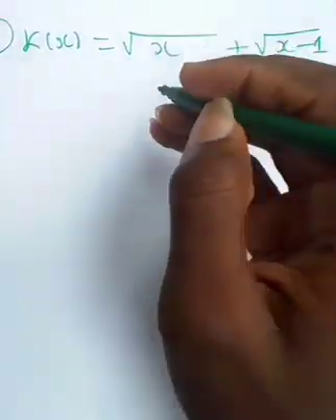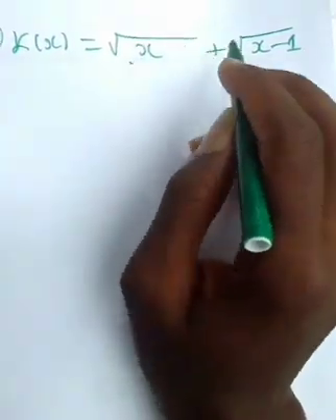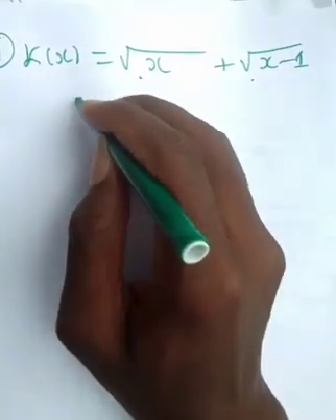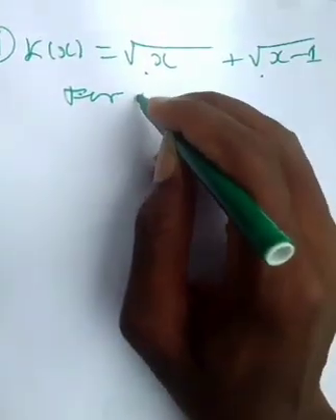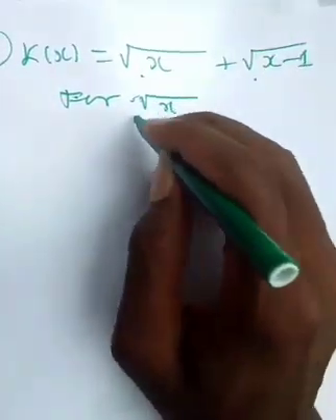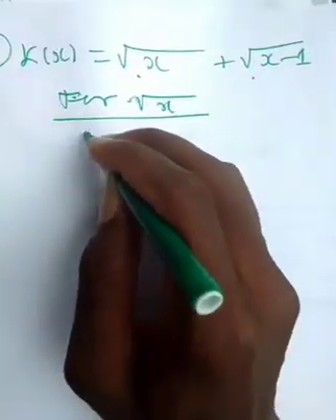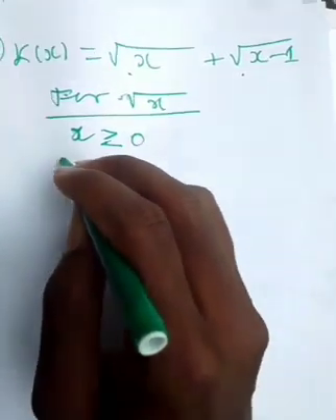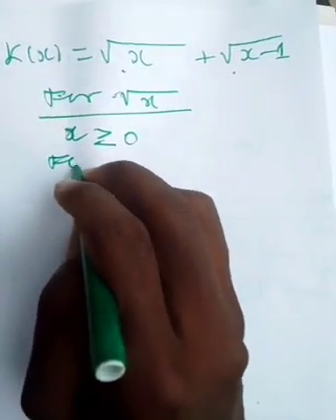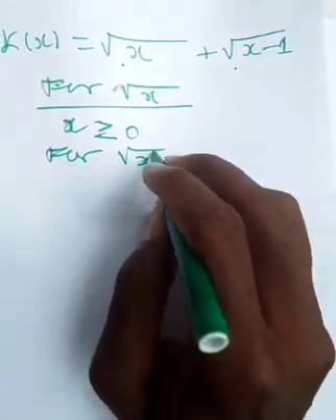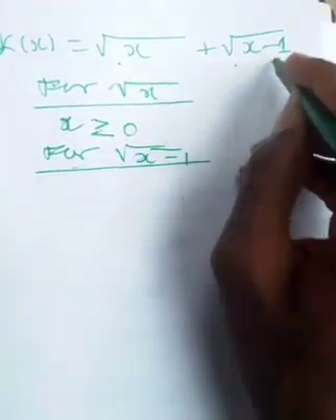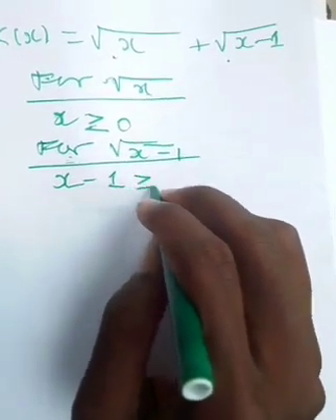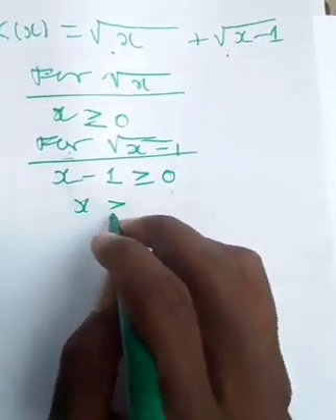So even with this one, you find the domain for this and this separately, then at the end we intersect. So let's find the domain for square root of x. I'll get what is under the square root and say it's greater than or equal to 0. Then for the domain for square root of x minus 1, I'll get whatever is under the root and say it is greater than or equal to 0.